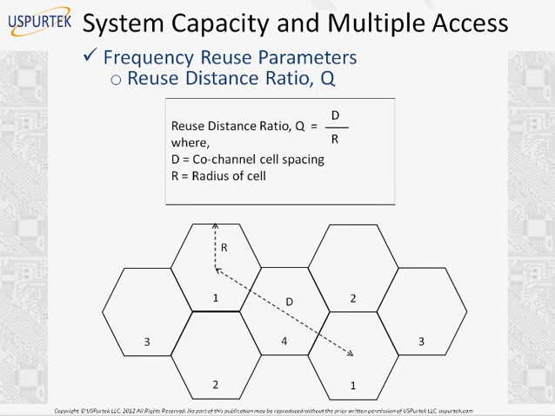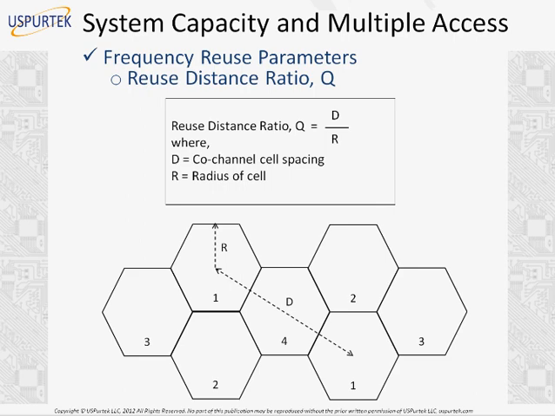We use the distance ratio, Q. Now this is defined as the ratio of the co-channel cell spacing and the radius of the cell. Now you see in the picture how we measure D. It's the co-channel cell spacing. What is the co-channel?